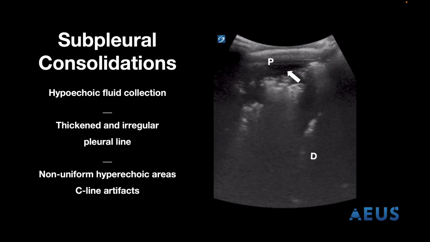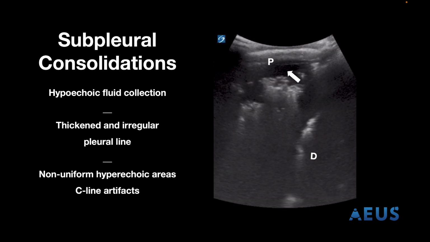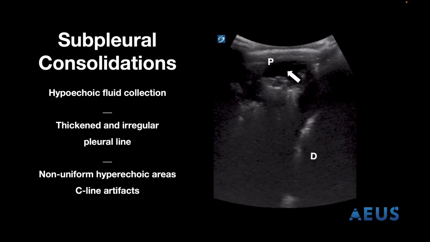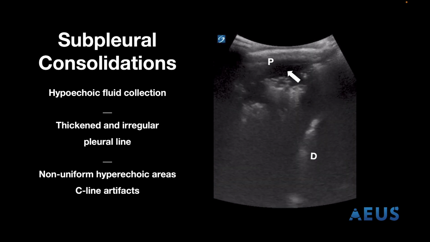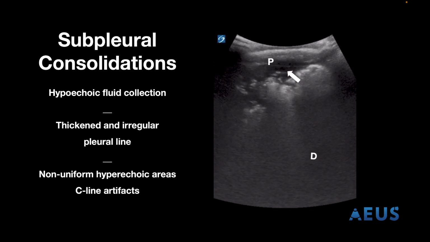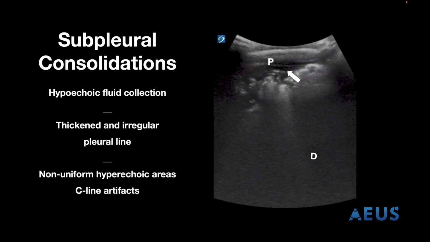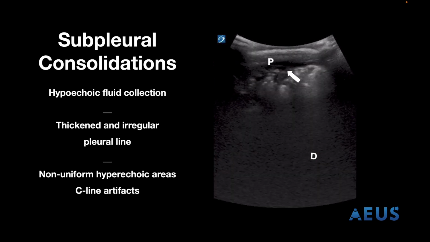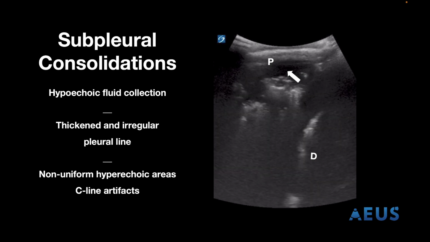The differential for subpleural consolidations is broad and depends on the clinical context in which you are evaluating your patient. As we can see in this image, the uniformity of the pleural line is lost, and there are large hypoechoic areas visualized. Further, you will notice that because of these irregularities in the pleural line, we are not seeing A-lines, and are seeing posterior non-uniform heterogeneous artifacts known as C-lines. So, when you see a subpleural consolidation, what does it mean? Let's take a look at one of the more common situations where you might see one, and that is when evaluating a patient for pneumonia.